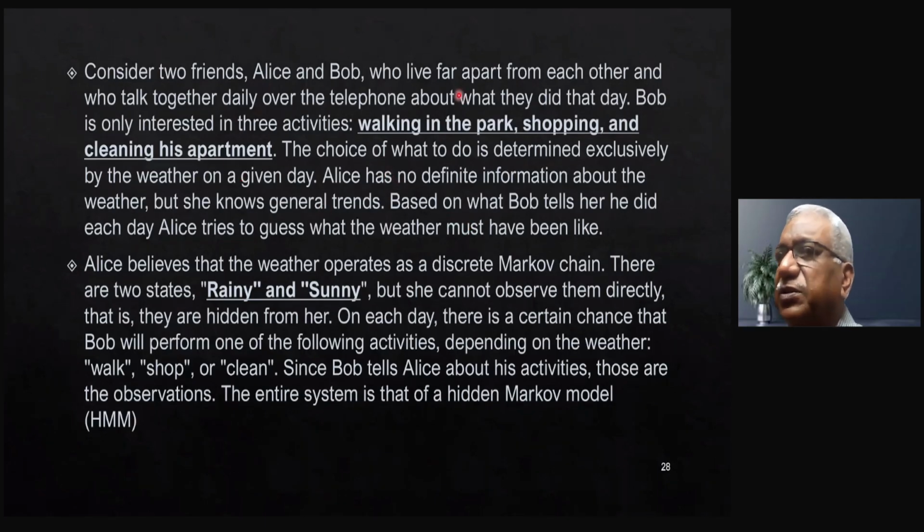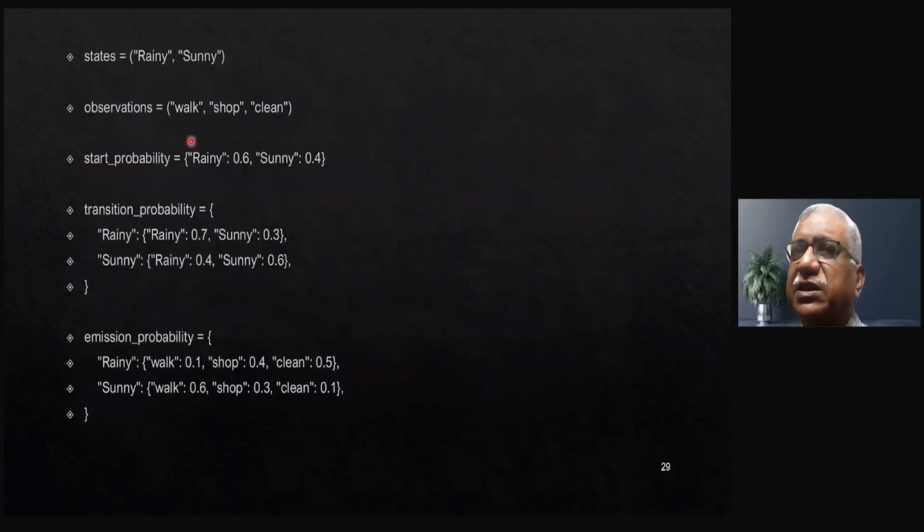Now we need to know from the activity whether it is rainy or sunny. This data is not shared by Bob to Alice. The walking, etc., is shared. Weather is not shared. Can we find the weather from the activity? That's the question. Now, if we go to the equation here, this is a Python program which explains it clearly. There are two states. State means like, this one or that one. We have a rainy state or a sunny state. The observations we get, from the observations you have to guess the state.